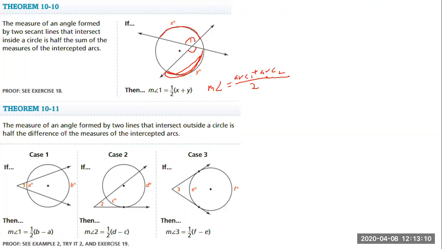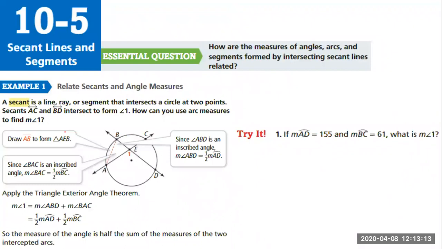So let's take a second to go back to that previous page, and now we can try that. On number 1, it wants to know if arc AD, using the same diagram, this arc here is 155 degrees, and measure of arc BC is 61 degrees. What is the measure of angle 1? So angle 1 and its vertical angle across from it are going to be the average of these two intercepted arcs. So we're going to take the 61 plus the 155, add them together, and divide by 2.